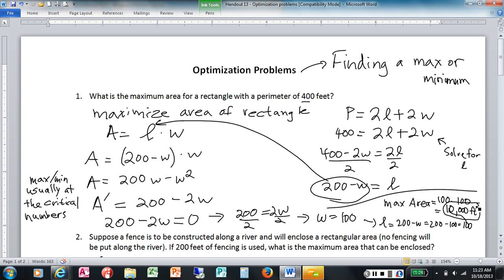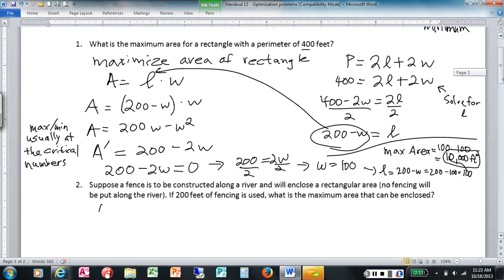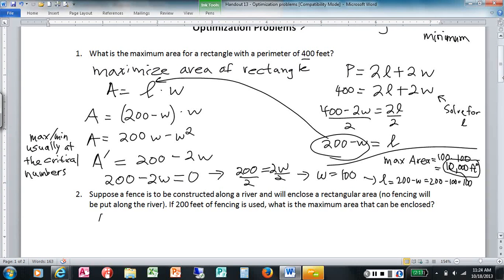Now, we'll see in a second that if we leave off a side or something like that, things change, which is the next one. But yes, good observation there. We do have a square. A square is the maximum area you can get out of a rectangle. Okay. All right, any other questions on number 1?